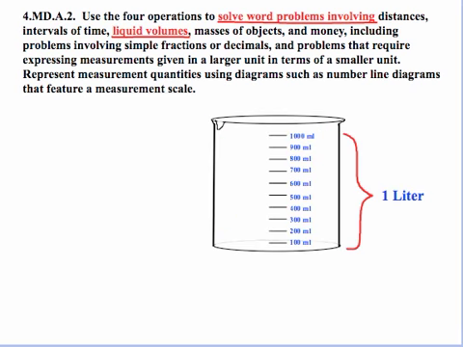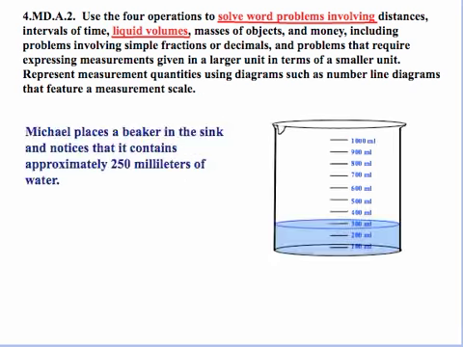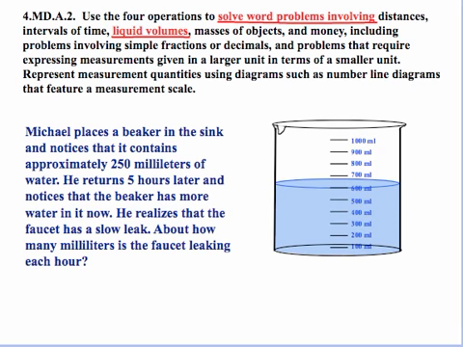Let's look at liquid volume. Let's say you have a container and it's 1 liter and it's marked off in 100 milliliter increments. And here's our problem. Michael places a beaker in the sink and notices that it contains approximately 250 milliliters of water. He returns 5 hours later and notices that the beaker has more water in it now. He realizes that the faucet has a slow leak. About how many milliliters is the faucet leaking each hour?